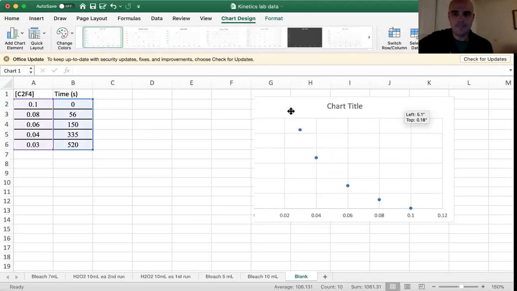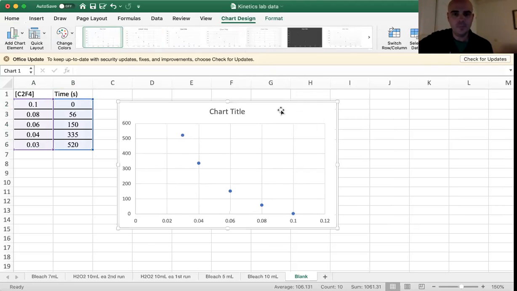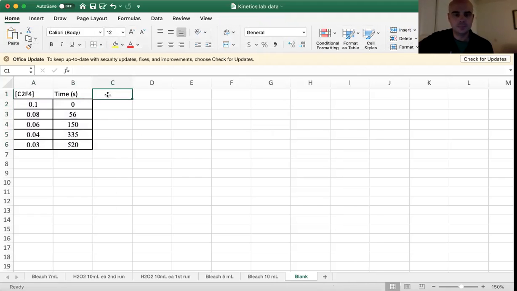Okay, so I can see this graph has a decreasing exponential curve, which is what I want. It didn't get my stuff on the correct axes, but I don't really care because I'm not going to keep this graph anyway. So I'm just going to delete it again. And now I want to do the analysis.